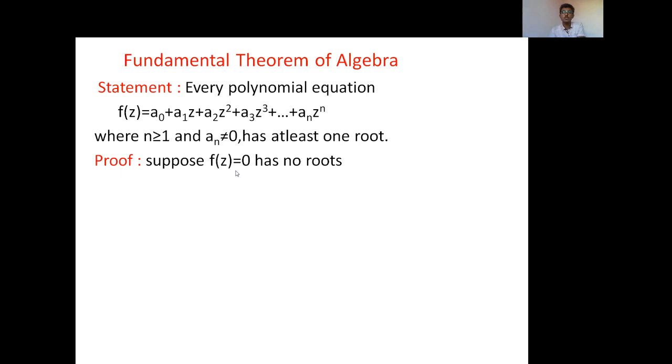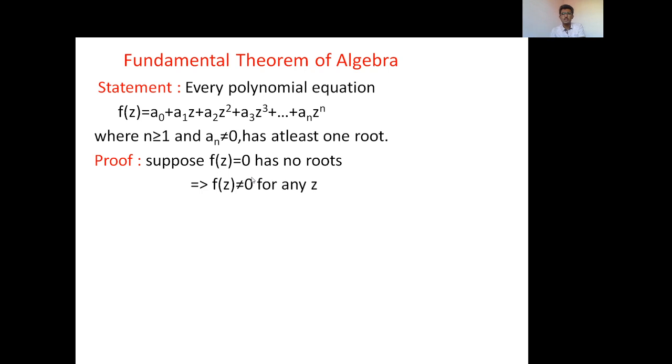Suppose f of z is equal to 0 for at least one z, then that is the root of this polynomial. So let us assume the contradiction method. f of z is not equal to 0 for any z means f of z has no roots. We are assuming f of z has no roots. If we arrive at a contradiction, then we say that f of z has at least one root.